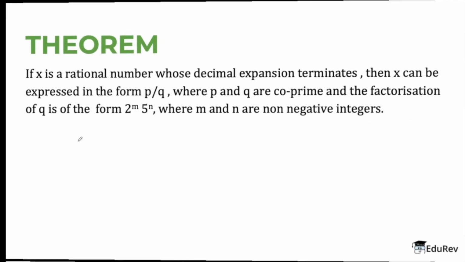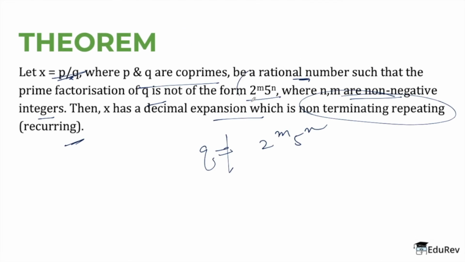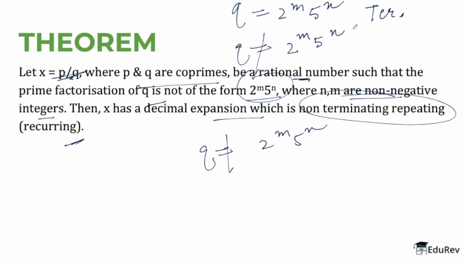So basically the basic difference between these two theorems is that the first one says that q is of the form 2 to the power m, 5 to the power n, and when q is of that form, then the decimal expansion terminates. Whereas it says when q is not of this form, then the decimal expansion does not terminate and it's recurring. Which is to say that if q is of the form 2 to the power m, 5 to the power n, then it terminates. And if q is not of that form, then it does not terminate. And because it's a rational number, it will be what? Repeating.